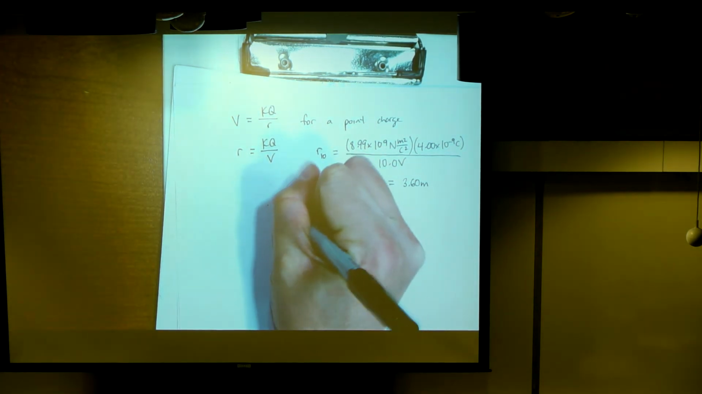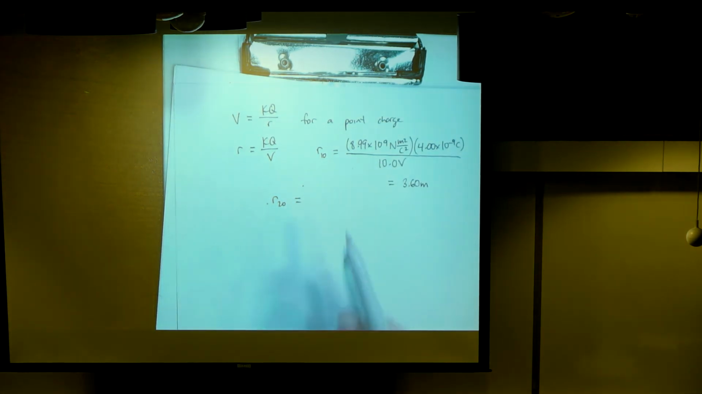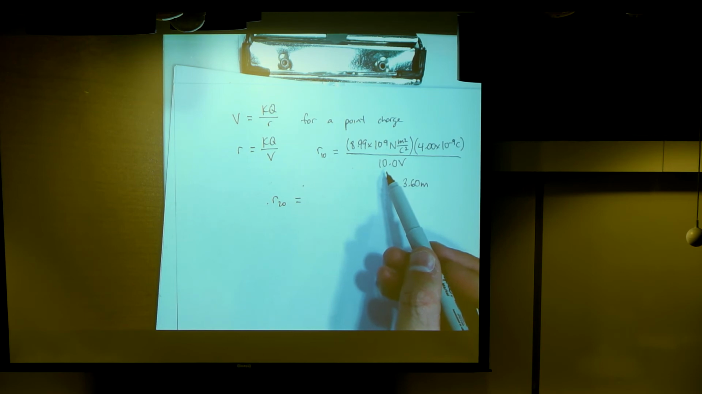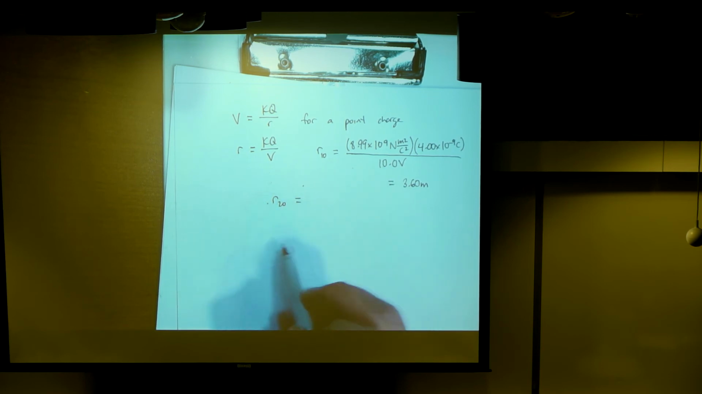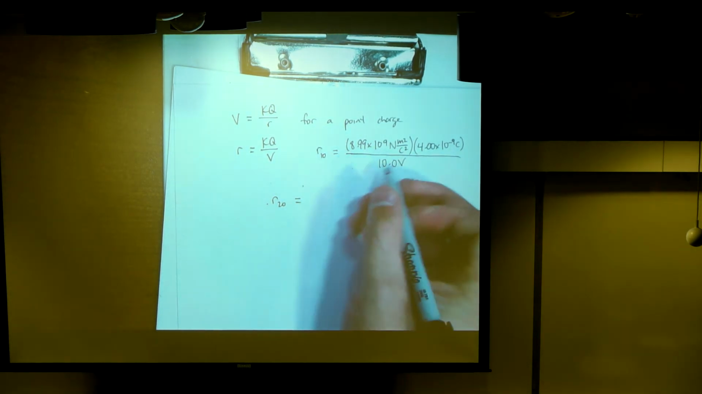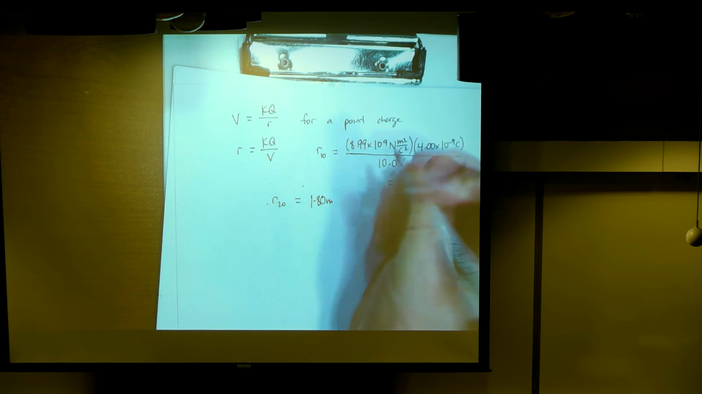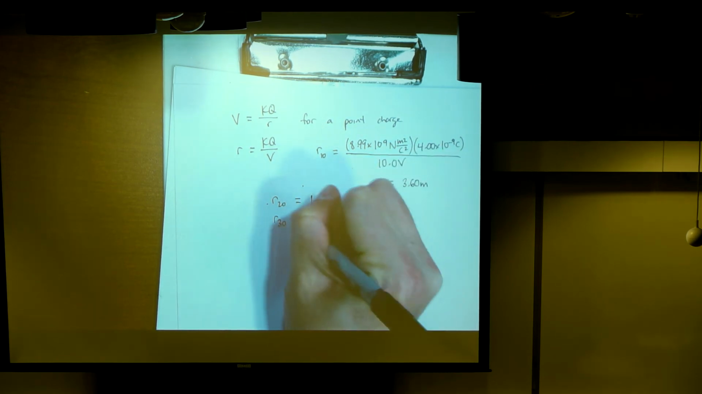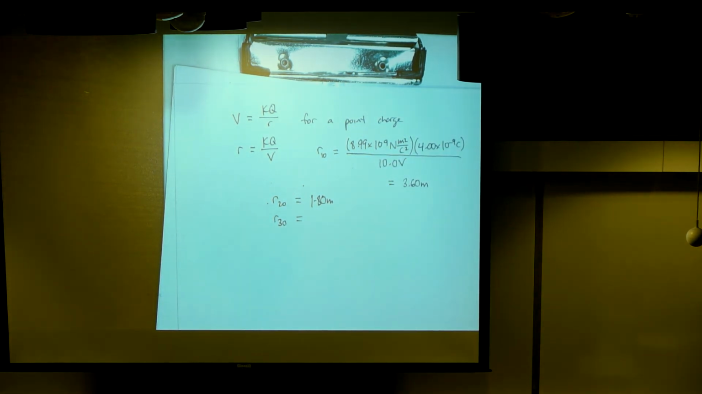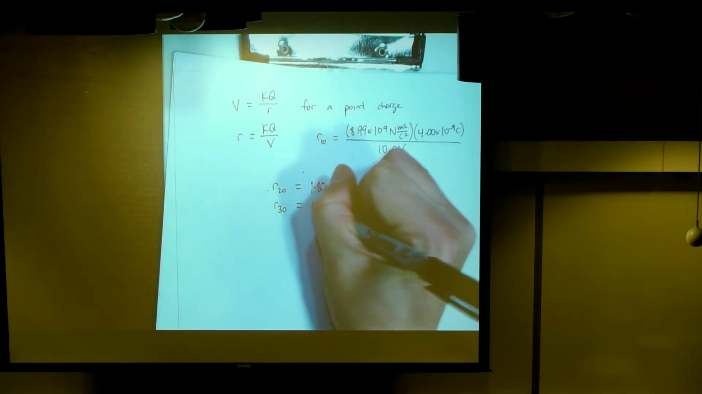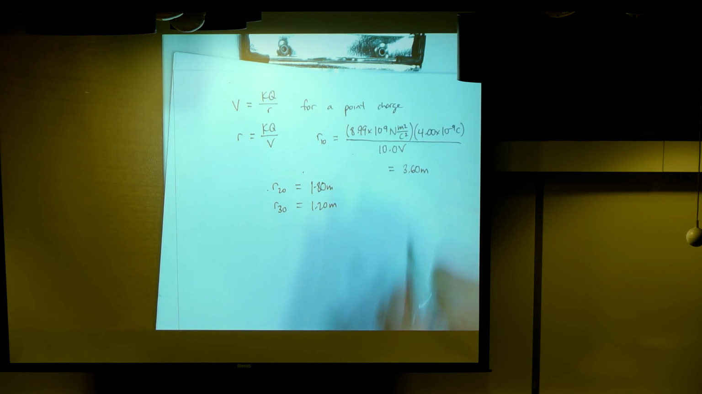Now, for the rest of these, so R20, that's basically just replace 10 volts here with 20 volts, right? That's going to tell us the radius for the 20 volt equipotential line. What would that be? Yeah, just work it out. You'll see it's 1.8 meters. And then R30, again, just replace 10 volts right there with 30 volts. What do you get? Yeah, 1.2. Okay?